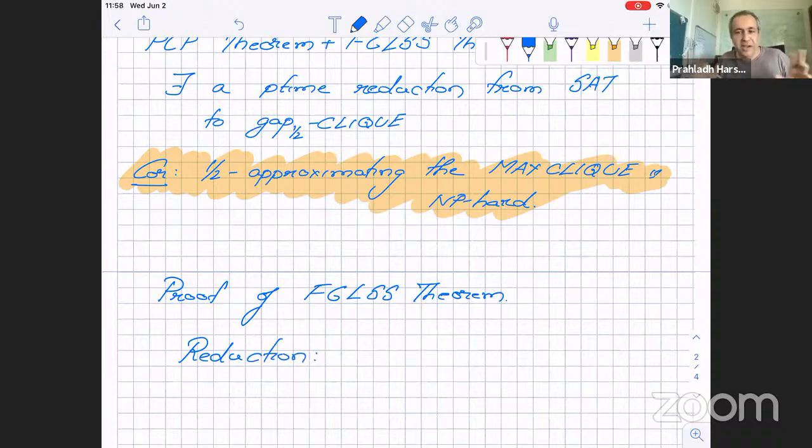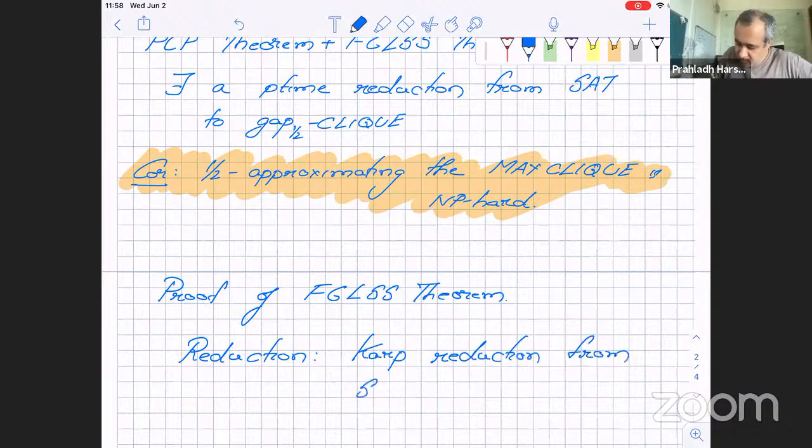Of course, when they did it, the notion of PCP itself was not defined. So it's unfair to say it was just this, but the reduction is just the usual Karp reduction from SAT to max clique. But we'll see what I mean by that. I will expound on the statement in the remaining minute. It is exactly this, but starting from this one.